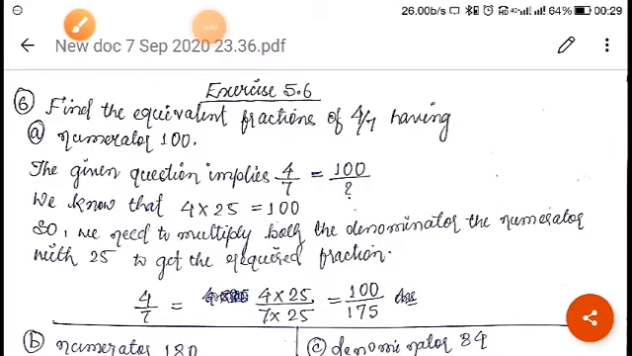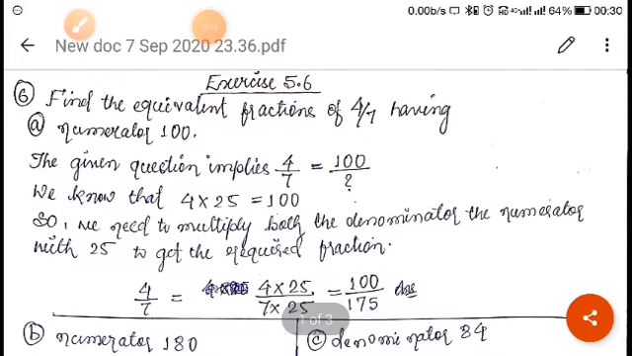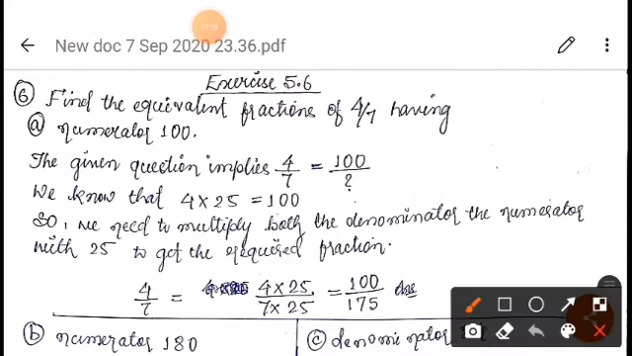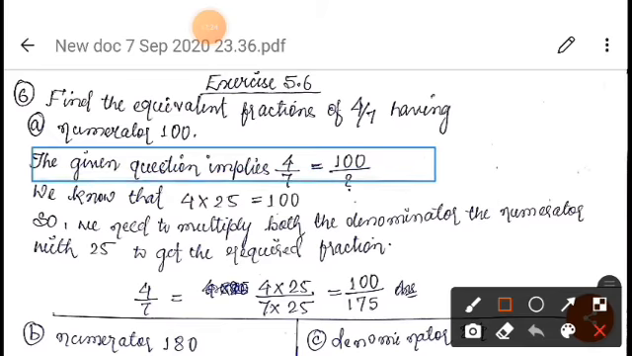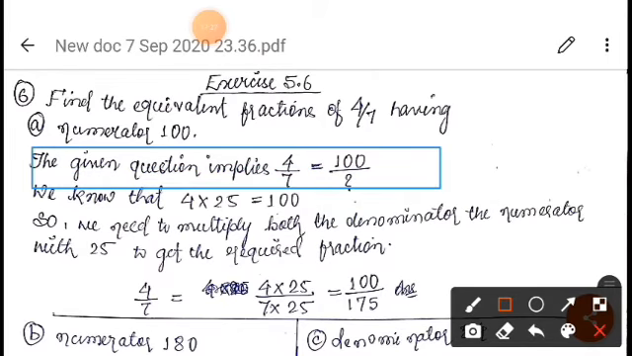Now we will do question number 6. In question number 6, they have asked to find the equivalent fraction of 4 by 7 having numerator 100, numerator 180, denominator 84 and denominator 175. It is also very simple. How do we have to do it? First of all, what is given here? As you can see, the given question is 4 by 7.